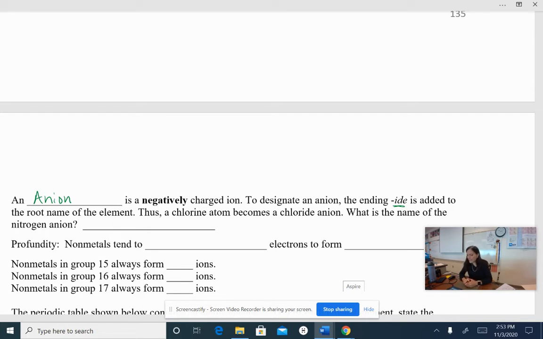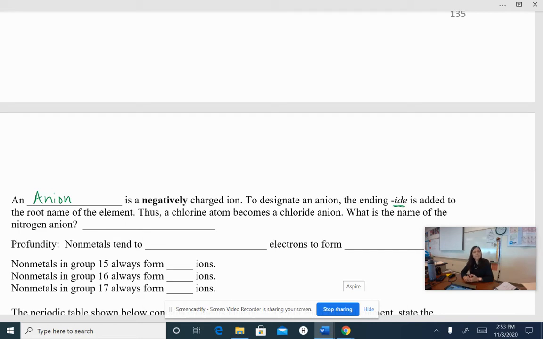Negative ions are called anions, and anions are like the anode of a battery. Anode is the negative end of the battery, an means negative in Latin, or without. So an anion is a negatively charged ion, and to designate an anion, we add the word "ide" to the root name of an element. Thus, the root of chlorine is chlor, so we're going to call it chloride.